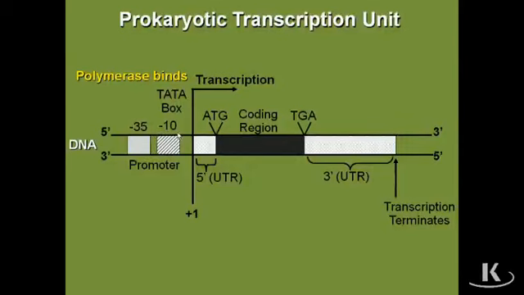These are like the landing lights in an airport. The polymerase is going to come in. It's going to look for where to land. It's going to see these promoter elements, and boom, it's going to start transcribing at the +1 sequence.